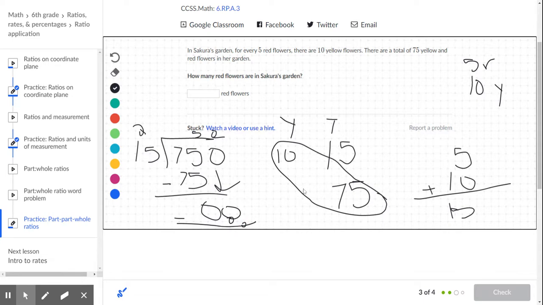So I now know that if I had 75 yellow and red flowers, 50 of them would be yellow. So instead of doing all this over again, I can just subtract. If 50 of them are yellow and there's 75 total, I'm supposed to be putting a 50 here. Boom. And I subtract out 50. I will be left with 25 of them that are red.